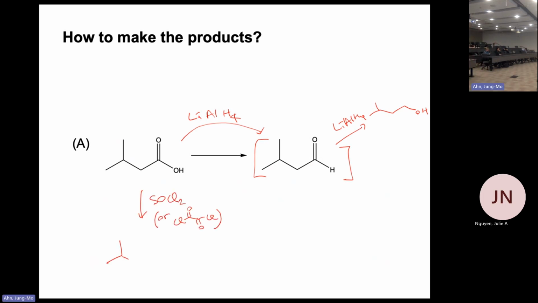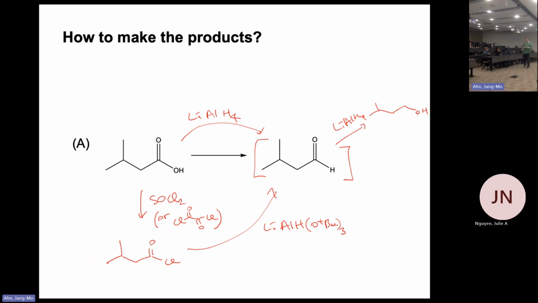What you need to do is convert the carboxylic acid into an acid chloride. That can be done by thionyl chloride or something called oxalyl chloride. That's another reagent that does the same job. This reactive chlorine can be replaced by a hydrogen, but it's got to be a weak hydride. Otherwise, you get the aldehyde reduced further to the alcohol. So that's the one that we talked about.